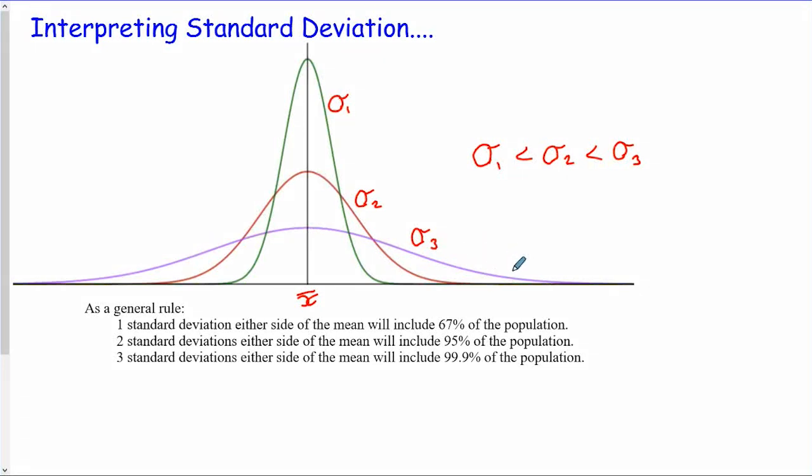So as a general rule, if one goes one standard deviation either side of the mean, we include 67% of the data. If we go two standard deviations, we include 95% of the data. And if we go three standard deviations, we include just short of 100% of the data. These numbers are worth remembering.